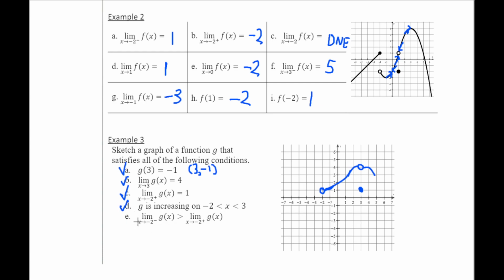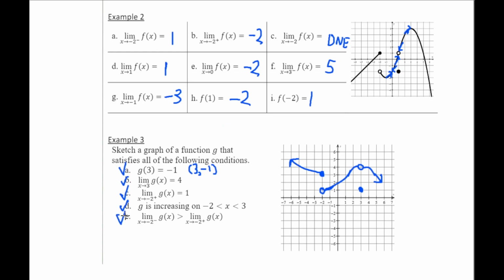Last one here. Limit as x approaches -2 from the left is greater than the limit as x approaches -2 from the right. So we can do an open or a closed, it doesn't matter right here. And that's a limit right there. I'm just going to draw these arrows to show that the graph keeps going. So in this case, if you check all these conditions, it satisfies all of them.